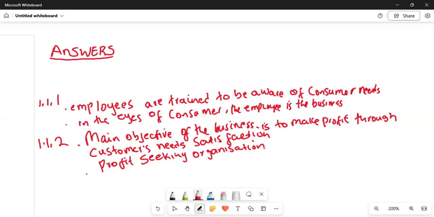Profit seeking organizations strive for the highest possible profit within a certain span of time.